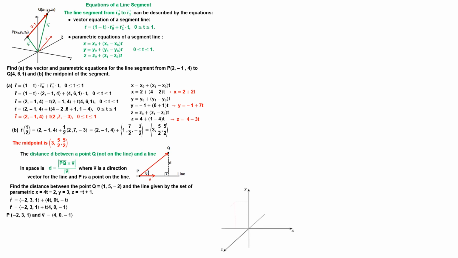The figure on the side, together with the parallelepipeds, can help you visualize the distance between point Q and the straight line in space. We find the vector PQ by subtracting their corresponding components, and then we calculate the cross product between vectors v and PQ.